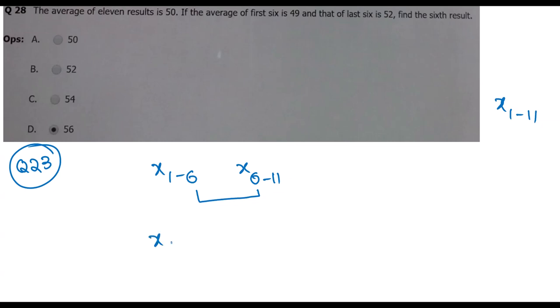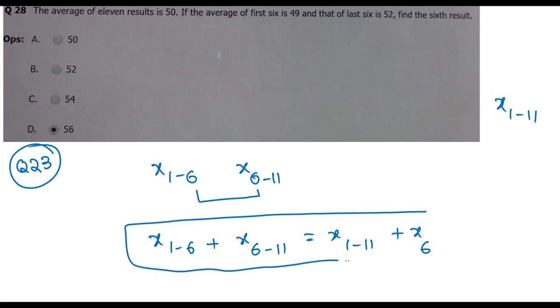In fact, x1 to 6 means x1 plus x2 plus x3 up to x6. x6 to 11 is nothing but we can write x1 to 11 plus x6. Now to understand this equation, here 1 to 6 plus 6 to 11, if you put that x6 out separately, I can write this as x7 to 11. 1 to 6, 7 to 11 is nothing but 1 to 11. We can consider that. Right, this x6 is extra.